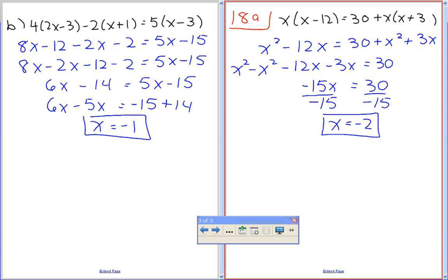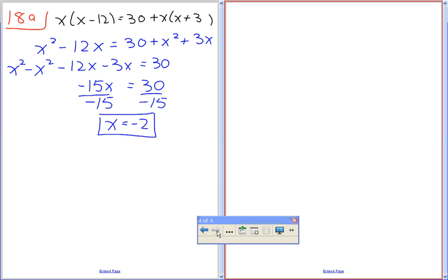Let's do B. I'm going to do B because there's brackets in it. So this is going to be 10B. It's 3 times 2.5D minus 1.1 equals 2 times 5.2 minus 3.3D.